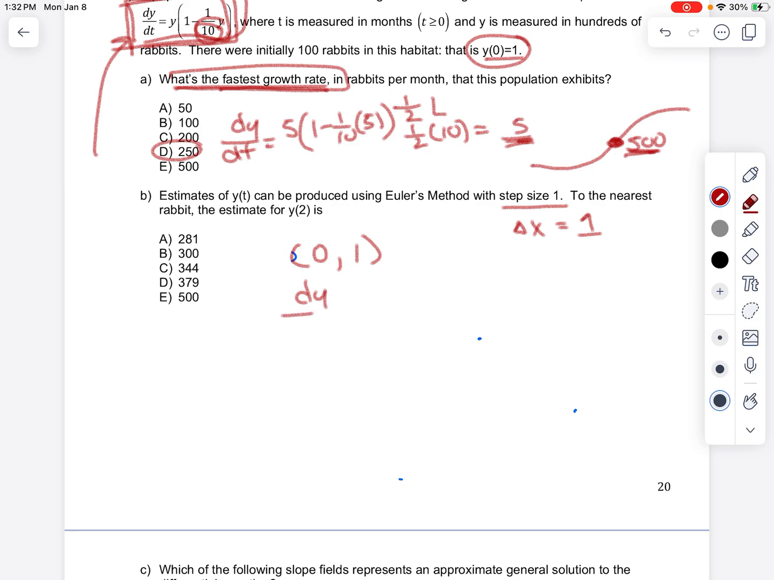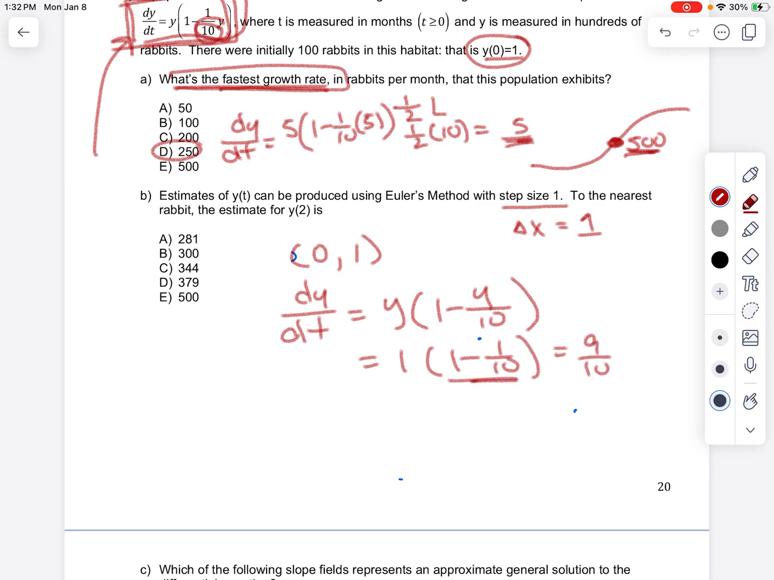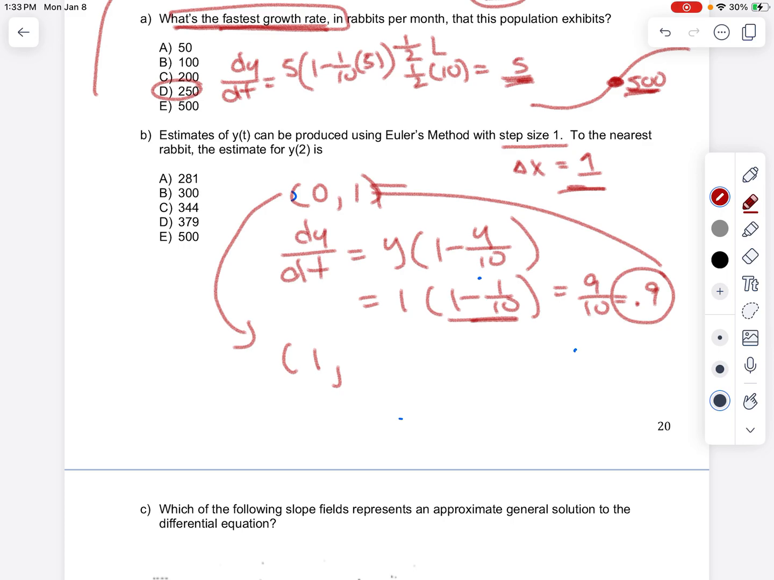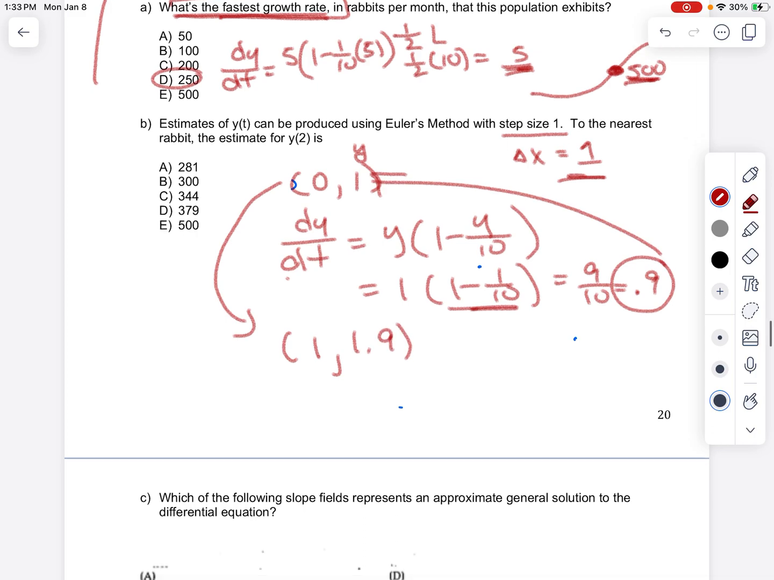So first step is we need a slope. So slope is what? dy/dt is y(1 - y/10). I'm going to plug in 1 for y. And if I do that, this is what I get. This is 9/10, so either 9/10 or 0.9. Whichever one you want to use. So now that I have my slope, my next point, the x, goes up by 1, so it's 1. And then this is your change in your y, right? So this is dy/dt, this is your y, so if I add 0.9 to 1, it becomes 1.9. So there's my next point.